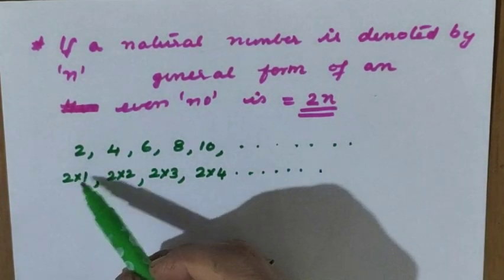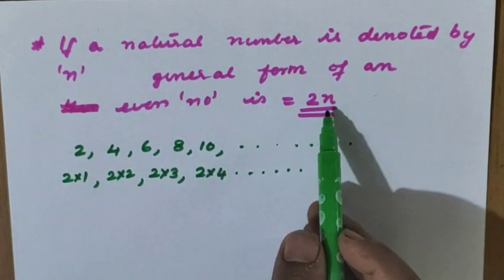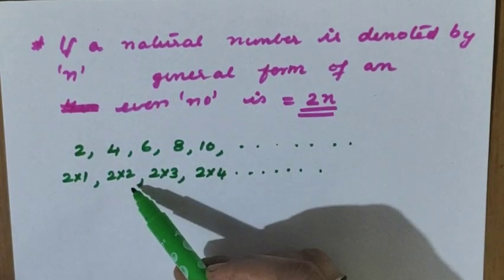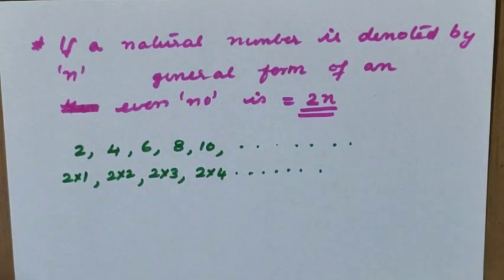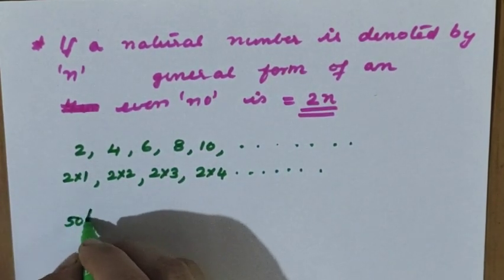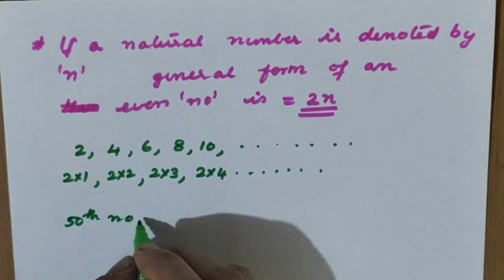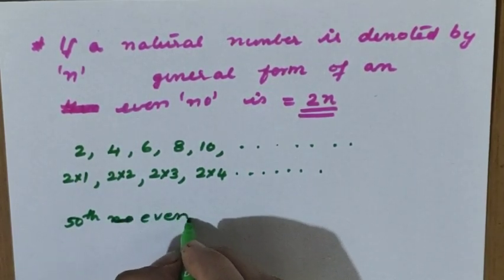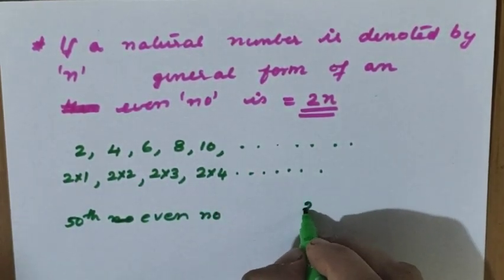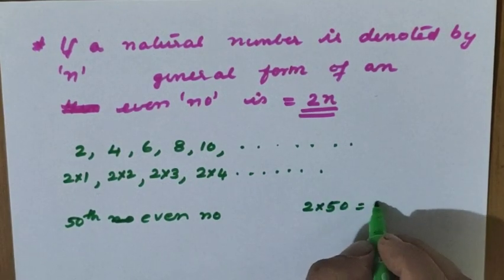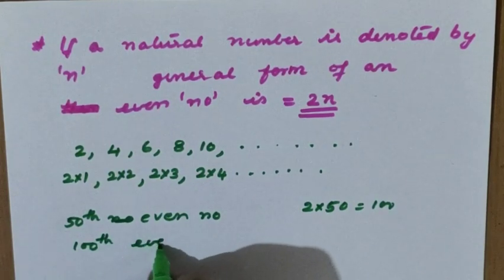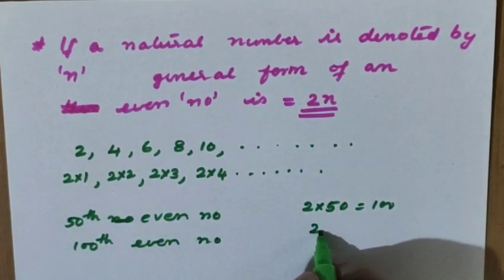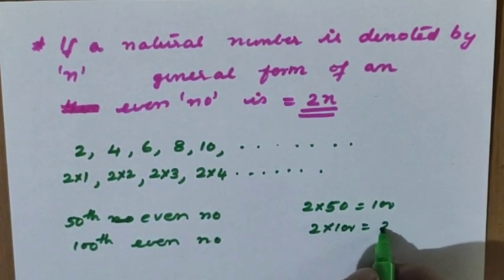If first number we want, n is replaced by 1. Second number we want, n is replaced by 2. N is replaced by 3, by this we get the third number. Like that I want the 50th even number. What should I do? 2 into 50 is equal to 100. Now 100th even number I want, 2 into 100 equal to 200.